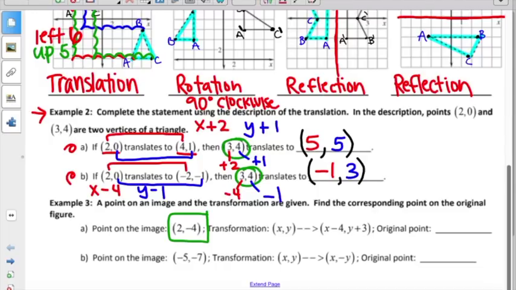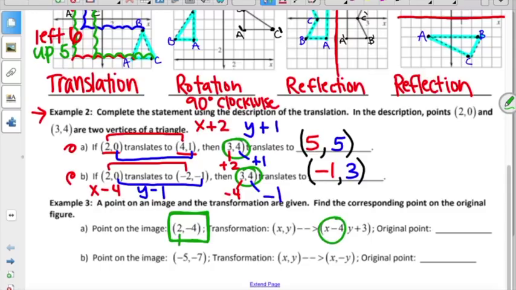So if we have our x term and we end at 2, and we subtracted 4, what number minus 4 is going to give us 2? The point on the image, 2, -4, is our result. Our rule is x minus 4. So what number, when you subtract 4, is going to give you 2? That number is 6. 6 minus 4 gives us 2.